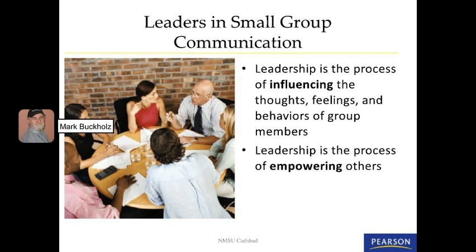Now let's consider leadership in small group communication. Leadership is the process of influencing the thoughts, feelings, and behaviors of group members. Leadership is the process of empowering others.